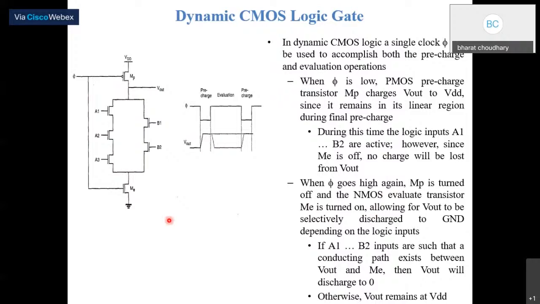So this is called the evaluation phase. During the evaluation, the circuit operation A1 into A2 into A3 plus B1 into B2, complemented, will be there at the output. If the inputs are such that a conducting path exists between V out and transistor ME, V out will finally discharge to 0. Again, for the negative cycle, when the clock goes down, V out will charge, and this is called the pre-charge stage. So this is the fundamental concept of a dynamic CMOS logic gate.